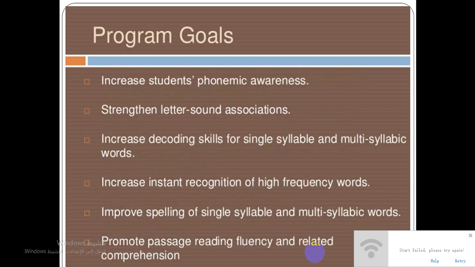The goals of the phonics approach are increasing students' phonemic awareness, strengthening letter-sound association, increasing decoding skills for single-syllable and multi-syllabic words, increasing instant recognition of high-frequency words, improving spelling of single-syllable and multi-syllabic words, and promoting passage reading fluency and related comprehension.